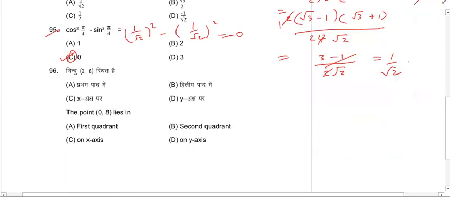96. The point 0,8 lies on... remember the x value is 0, the y value is 8. It lies on the y-axis, right? It lies on the y-axis. It does not lie in a quadrant.